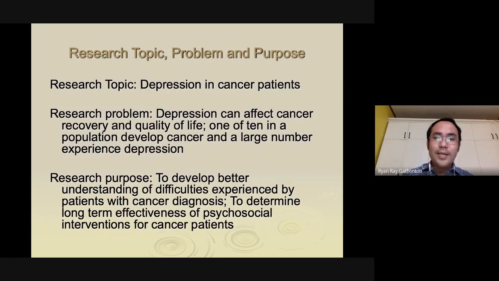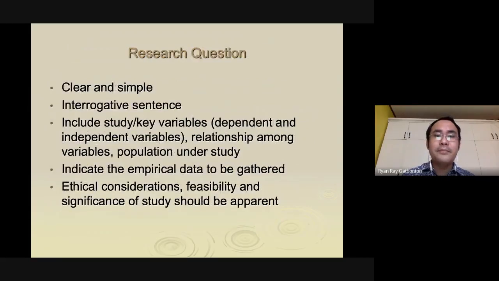So here are some examples of research topic, problem, and purpose. You can use this guide for the next activity that I will assign to you, or the activity that you will see in your module. Just make sure that your research question is clear and simple. It should be an interrogative sentence because it is a question, and include the study key variables, dependent and independent variables, relationship among variables, population under study, and indicate the empirical data to be gathered.